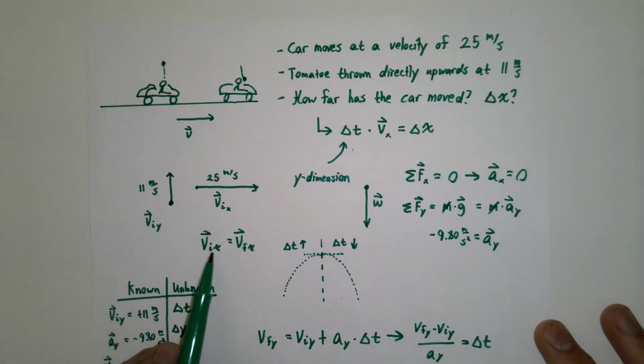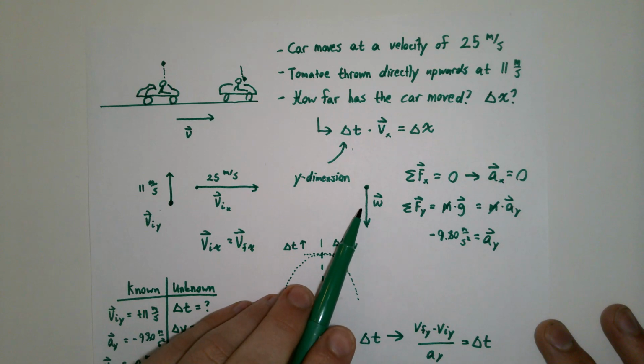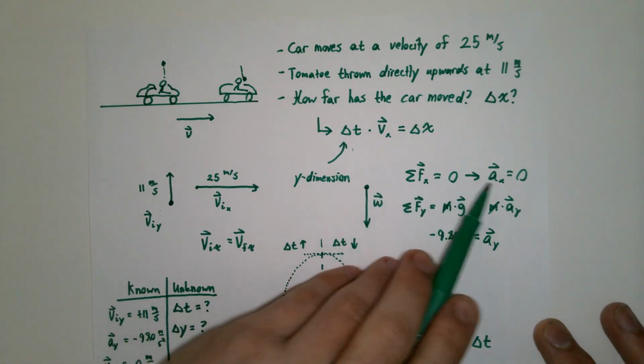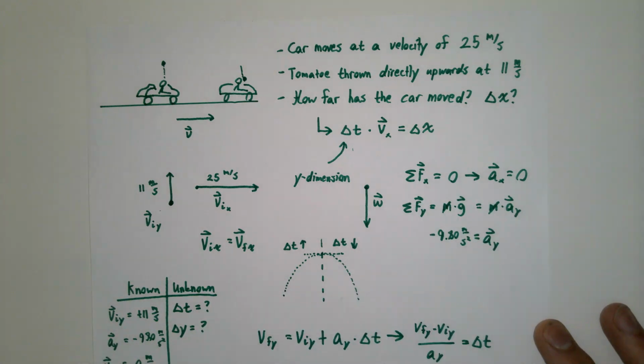Our velocity in the x dimension remains constant throughout because of our analysis of our free body diagram here, in which we see only weight, or the force of gravity, is acting on the object. If we look at forces in the x dimension, there are none, so our acceleration is 0 in the x dimension. Therefore, we can conclude the initial and the final velocity are the same. In other words, 25 meters per second throughout.